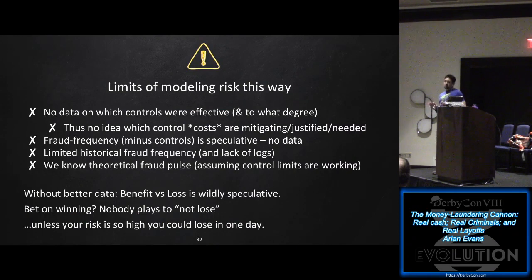But the problem with those models is that we didn't have any data on which controls were effective and to what degree. So any discussion around control efficacy and cost is kind of silly when you don't have any data on them. It's all speculative. So how do you know which controls are mitigating, justified, needed? You don't know. Fraud frequency data was speculative because we ramrodded controls in and took it to 0. So we don't know what our potential fraud is. We didn't have the data. We didn't have the logs, right? So we didn't have historical data.